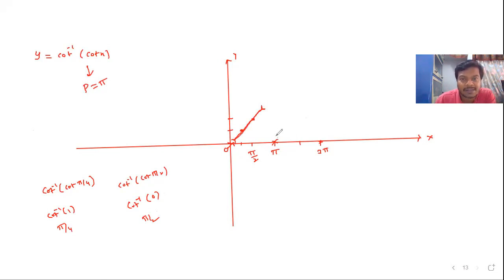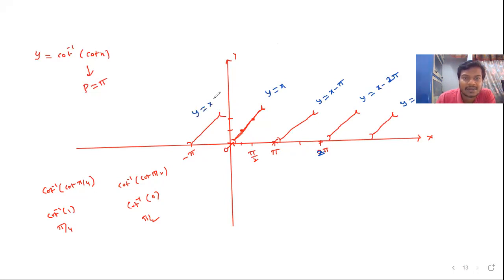The same graph repeats, like this. This is minus pi. Now I can write this is y equal to x, and this is y equal to x minus pi. This is y equal to x minus 3 pi. First pi, this is second pi, 2 pi. Similarly, y equal to x minus 3 pi, and this is y equal to x plus pi. This is about the graph of cot inverse of cot x.